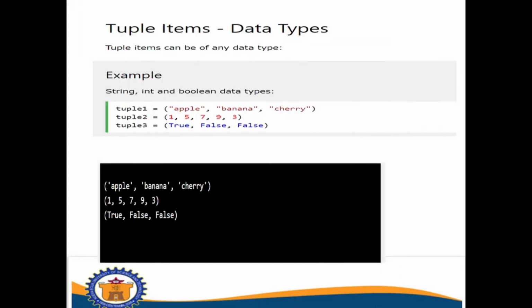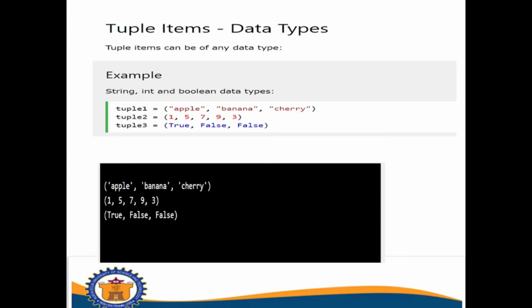Next is the tuple items or data types. Now, tuple items can be of any data type. So, string, int, and boolean data types are also accepted as a data type that we could declare inside our tuple or tuple collections. So, in this example, meron tayo class tatlong tuples.